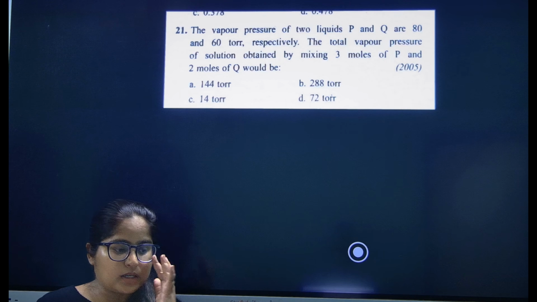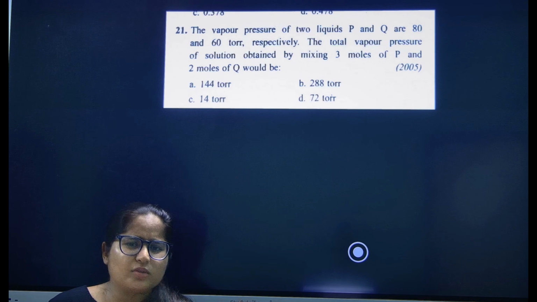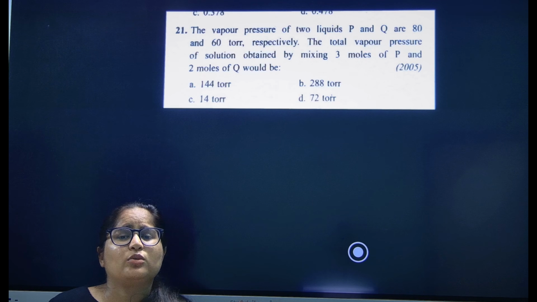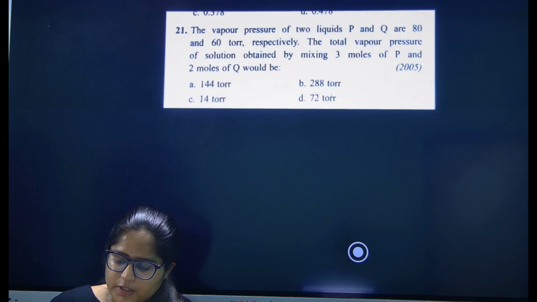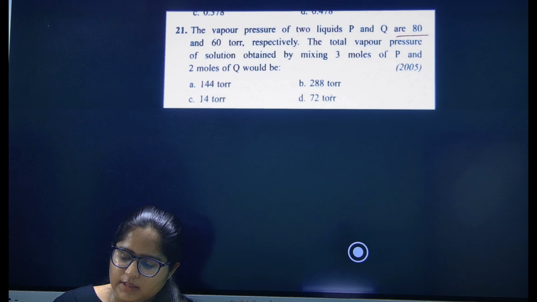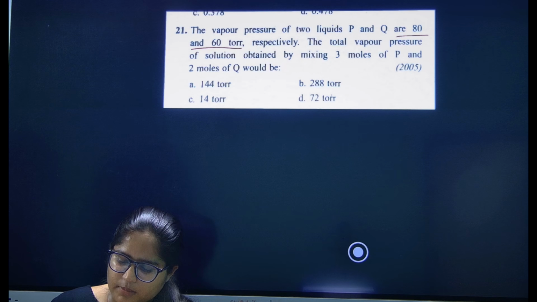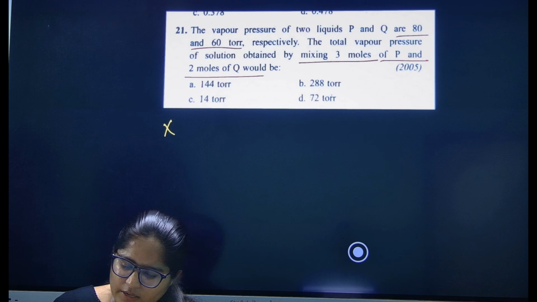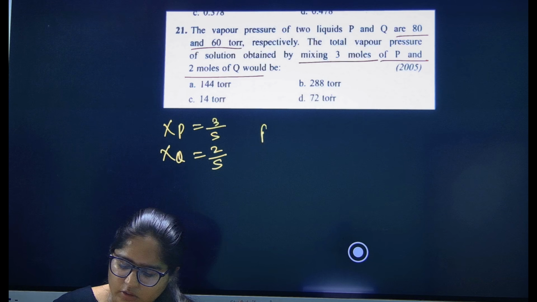The vapor pressure of two liquids P and Q. These questions are very simple, very easy. Only colligative property, and that too abnormal colligative property, is where you will get stuck. The vapor pressure of two liquids P and Q are 80 and 60 torr respectively. The total vapor pressure of the solution obtained by mixing 3 mole of P and 2 mole of Q. Simple question, right? So mole fraction of P will be what? 3 by 5. Mole fraction of Q will be 2 by 5 without any doubt. Let us solve here fast.